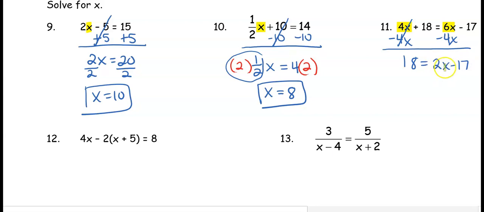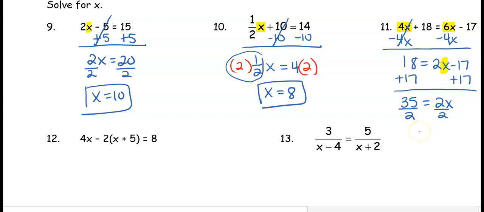Now I want to get the x by itself, and it's the 2x term. So I'm going to start by moving that 17 over, the opposite operation. So I'm going to add 17, giving me 35 equals 2x. That's 2 times x. So to move the x over, we're going to divide 35 divided by 2.